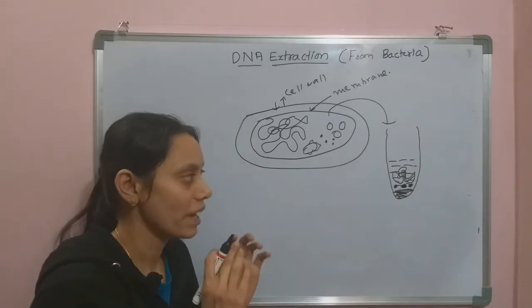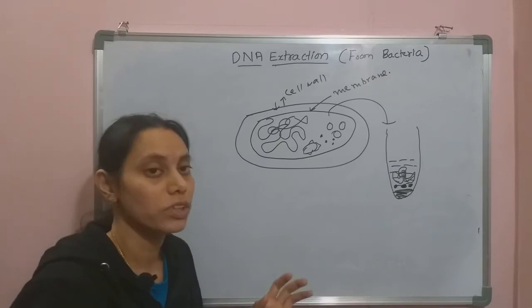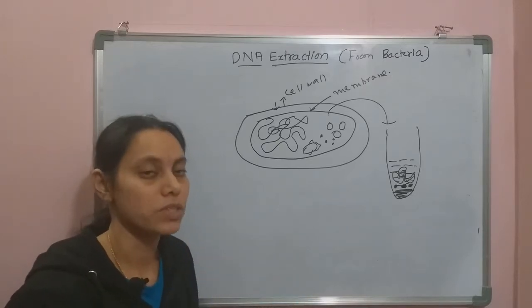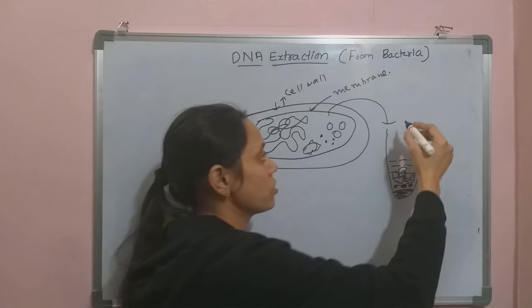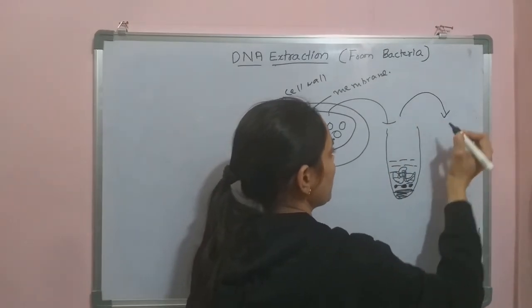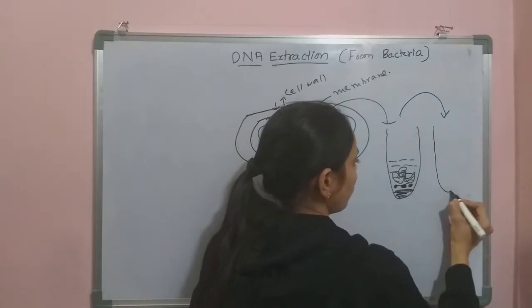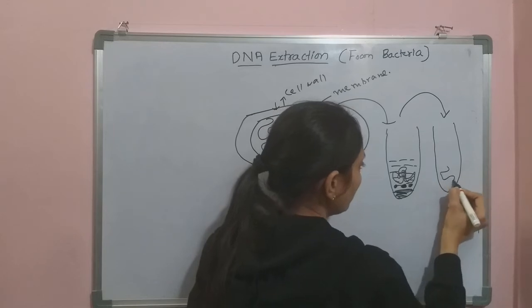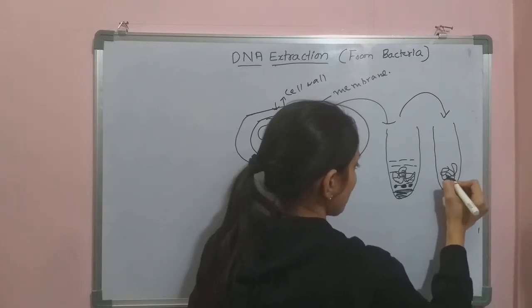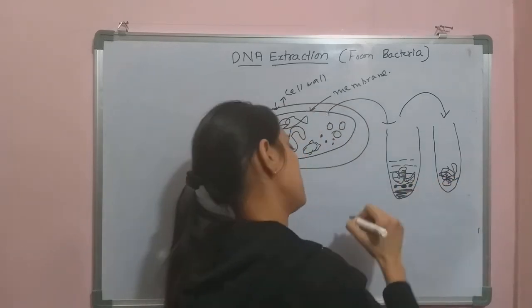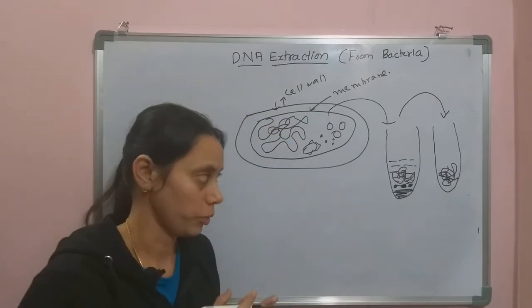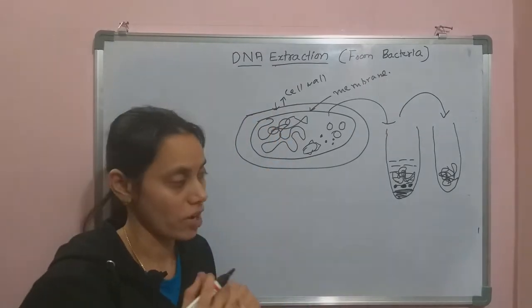So here we need to extract the DNA out of the remaining cell components, cell debris and remaining biomolecules. That is going to be the next step, DNA extraction. Our DNA needs to be isolated and separated from the remaining things present in the reaction tube. So that is the DNA extraction.